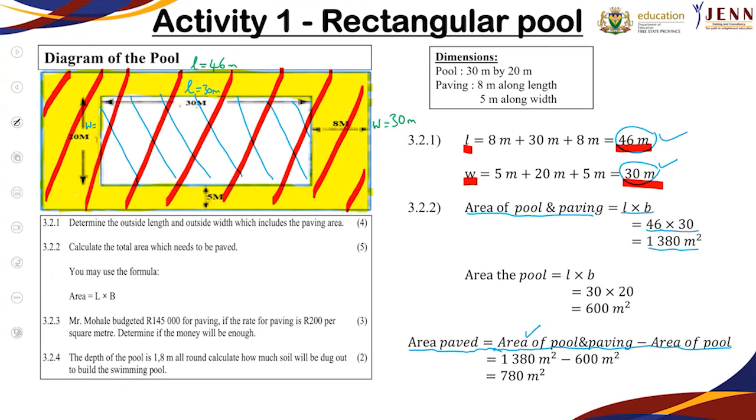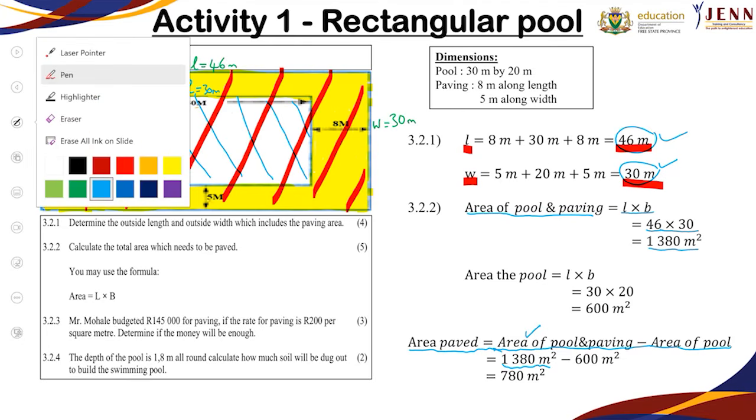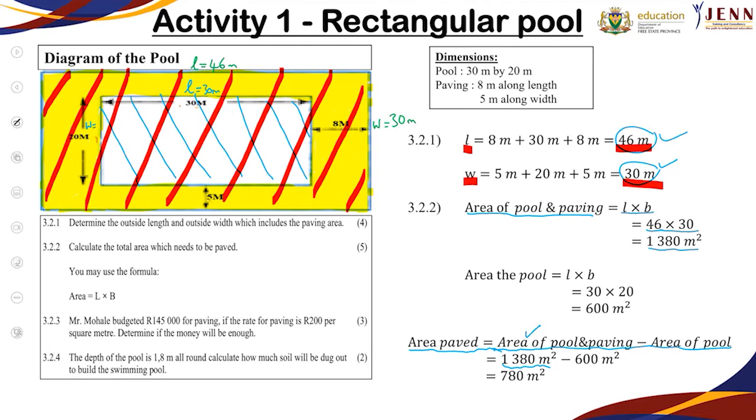Now we must get what? I'm at my first step here, 1,380 square meters. So what do I still need? I still need to find the area of the pool on its own. Okay, so let's find the area of the pool.